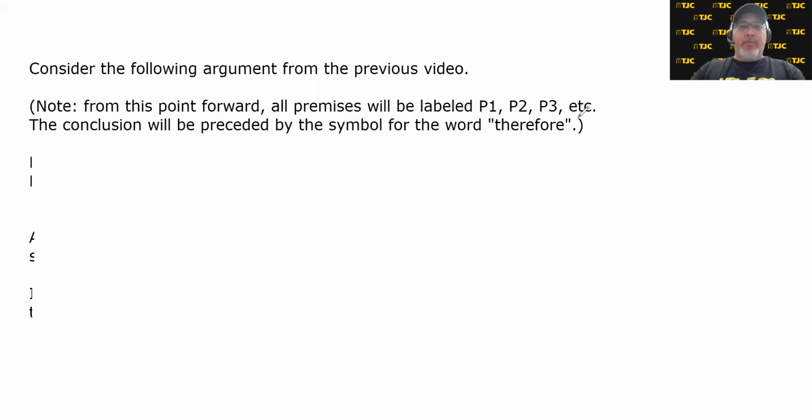Consider the following argument from the previous video. And just a note, from this point forward, all premises will be labeled P1, P2, P3, etc., based on how many premises we have. And the conclusion will be preceded by the symbol for the word therefore. In previous videos, I've mentioned that in the future, I'll formally introduce the therefore symbol. The future is now. The symbol for therefore is the three-dot triangle. And in math, it's a symbol that means we're about to draw a conclusion. So let's take a look.